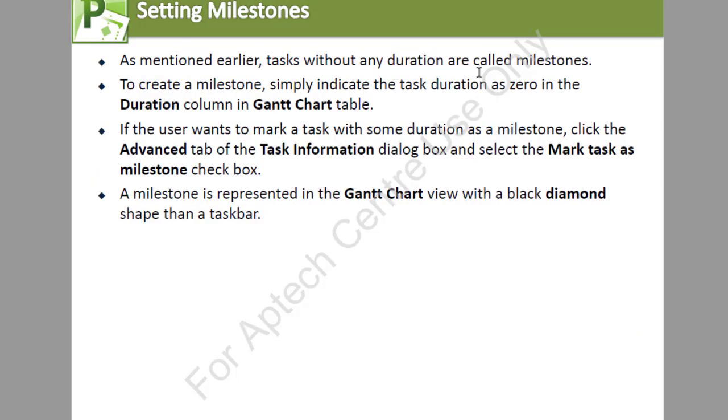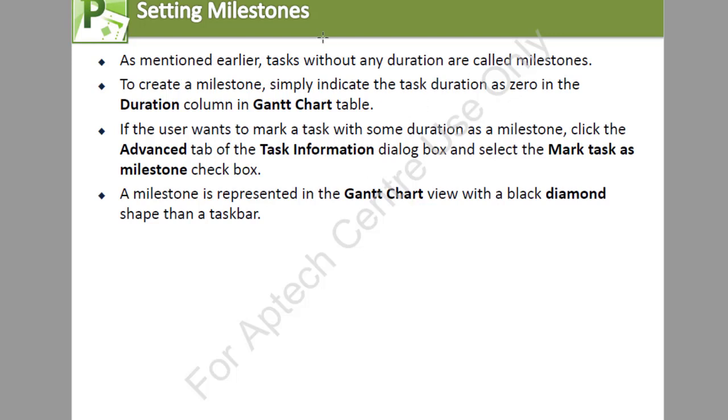Tasks without any duration are called milestones. To create a milestone, you simply indicate the task duration as 0 in the duration column in the Gantt chart table. If the user wants to mark a task with some duration as a milestone, click the Advanced tab of the Task Information dialog box and select Mark Task as Milestone in the checkbox. A milestone is represented in the Gantt chart view with a black diamond shape rather than a task bar.